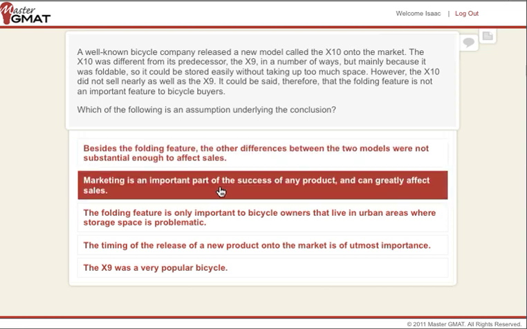Let's go to B. Marketing is an important part of the success of any product and can greatly affect sales.